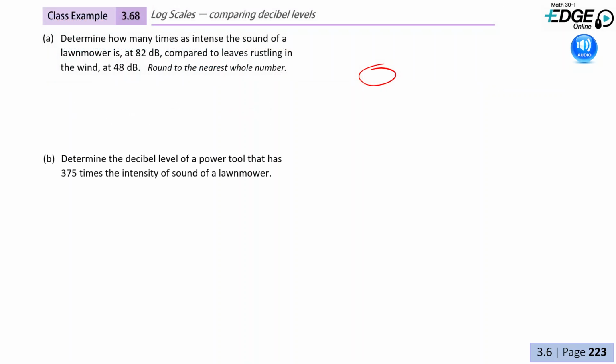So now let's look at the next part. Okay, now let's look at class example 3.68. Determine how many times as intense the sound of a lawnmower is at 82 decibels compared to leaves rustling in the wind at 48 decibels.